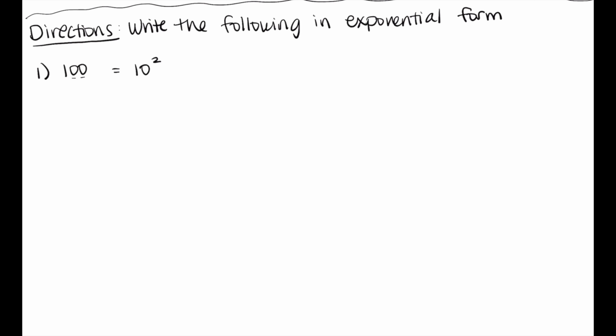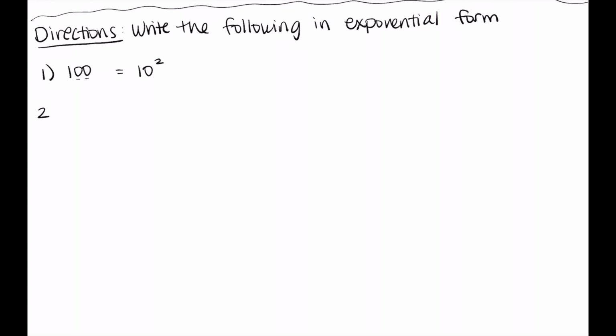The other way is to use the zero method. So we're going to look. After our 1, we have 2 zeros. So that is it. We'll just write our 10, and we know our exponent is 2 because there are 2 zeros. Now we'll get into our second example for this portion.